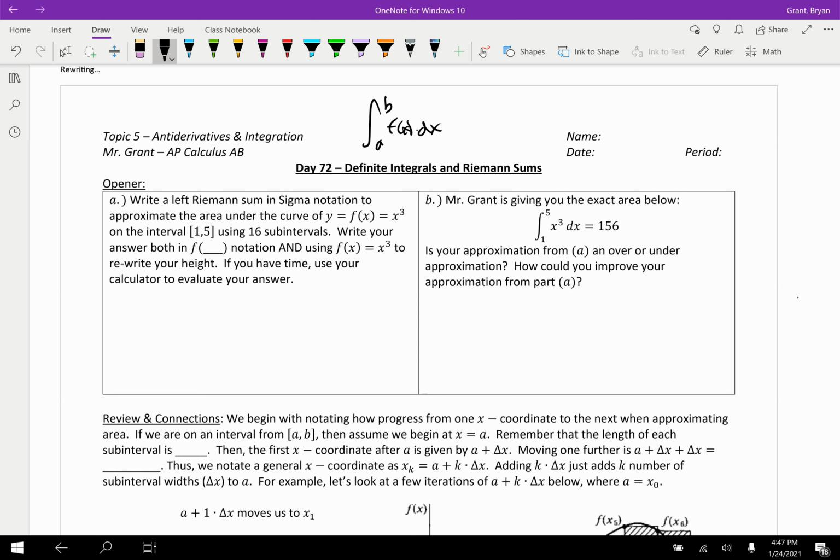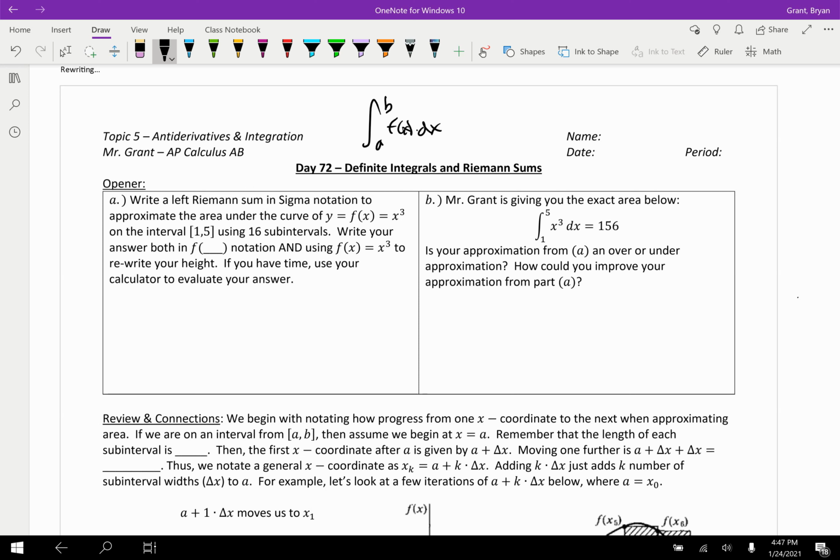Once we get through the opener, the rest of today is how can we take our approximations and not only make them better, but how do we make them the best? Or that is to say, how can we turn our approximation into the exact area under the curve? And the answer for today is a little bit of a letdown, but you'll only be temporarily disappointed because next class, day 73, is our big reveal.